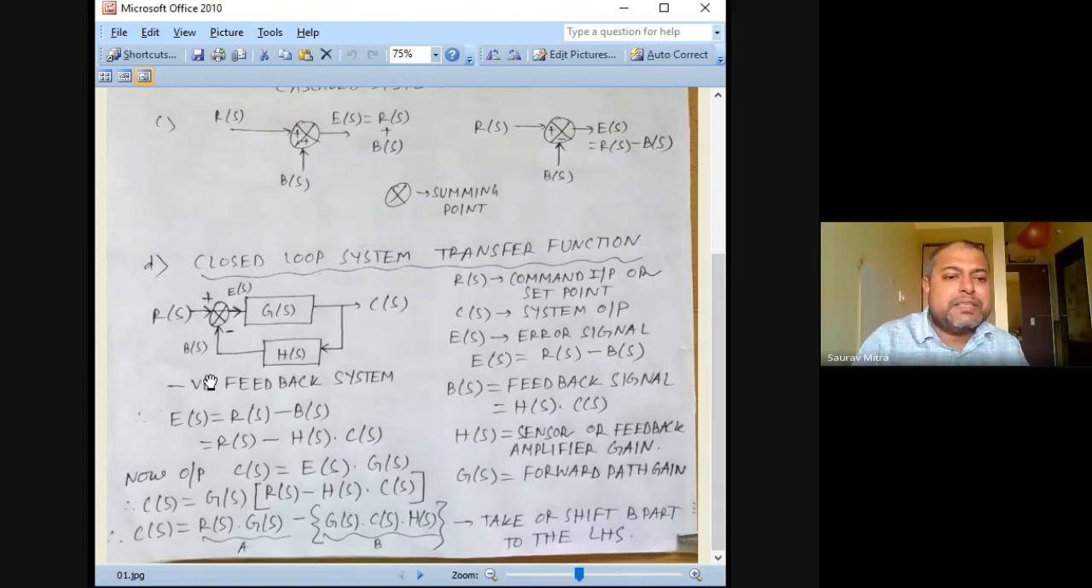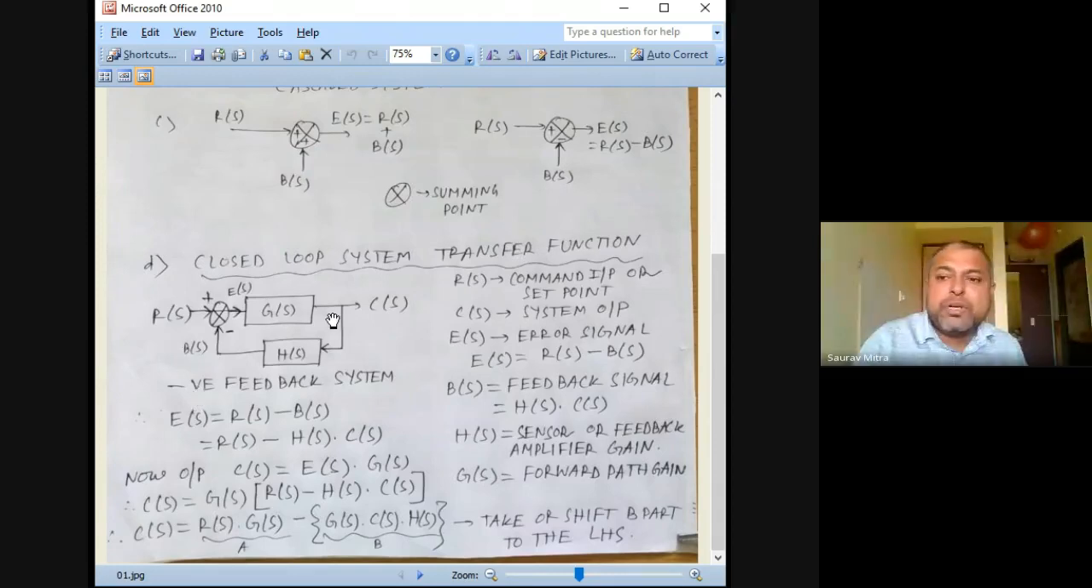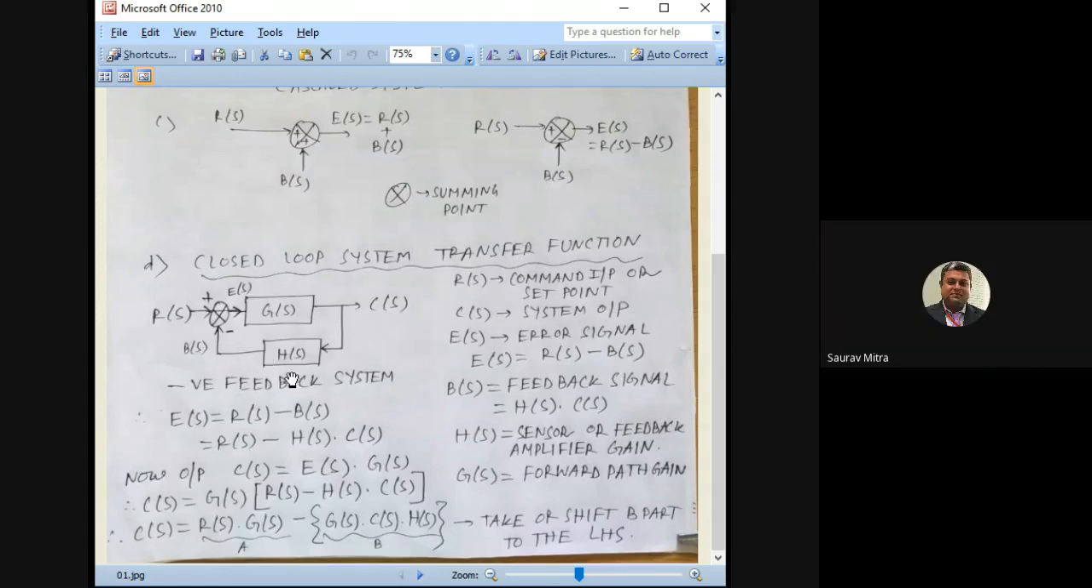So BS is given, again it is taken back and compared with the set point. The set point is RS. So this BS is actually challenging the RS. If the output is equal to the set point, then this BS will be equal to RS. Okay. So we know that BS equals CS into HS.